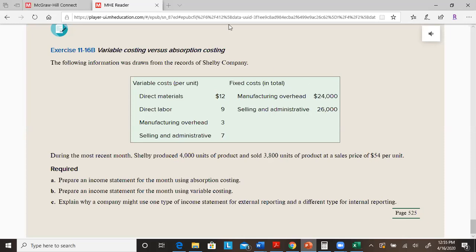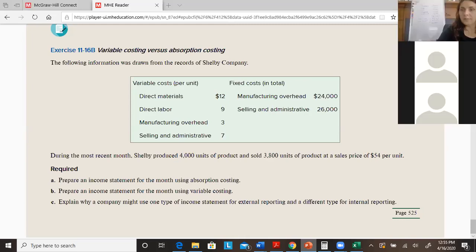Any other questions? What was the net income again for the final problem? Oh, I'm sorry, for variable. Variable, 37,400. Okay. All right.